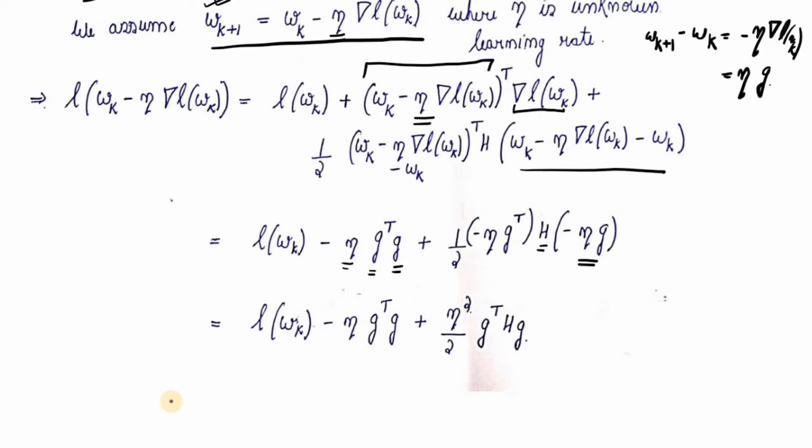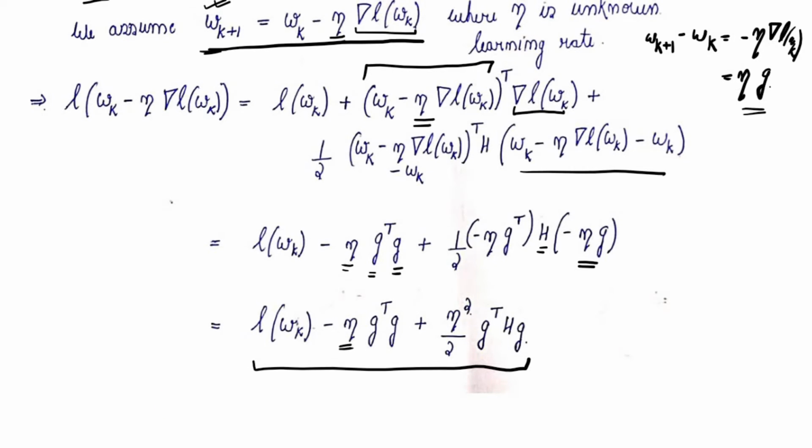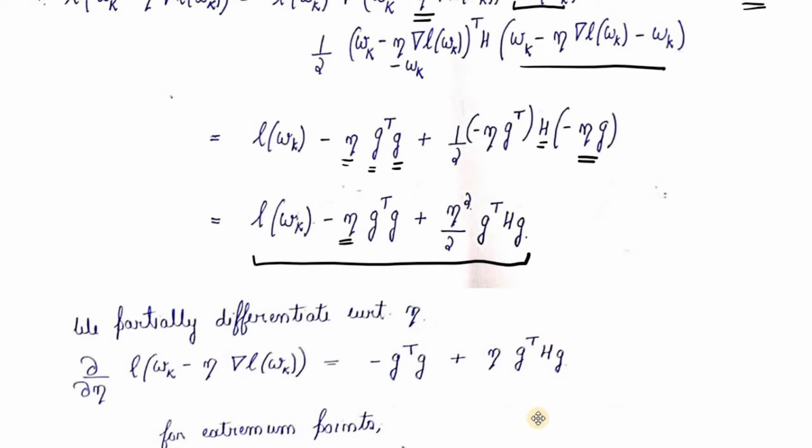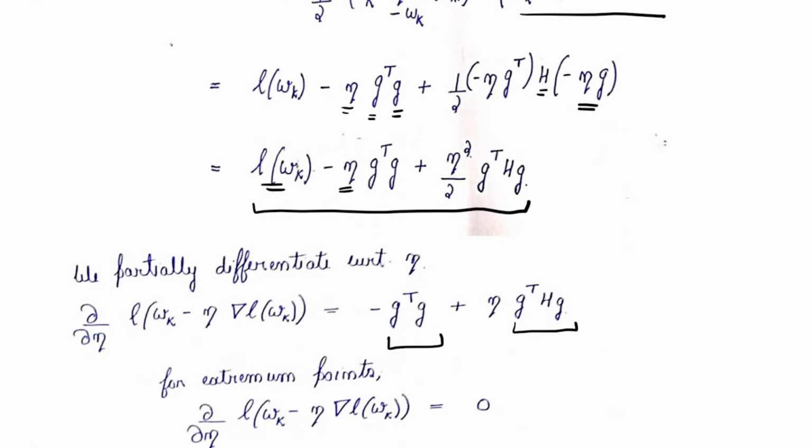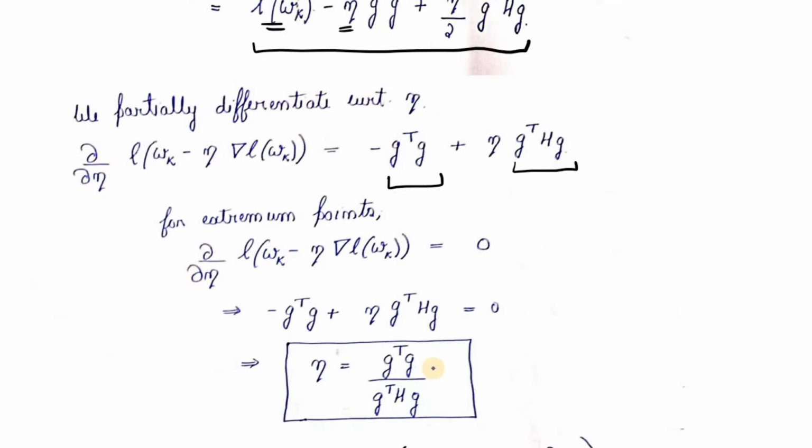Now in this entire expression which we have solved till now, the unknown term is eta only, which we need to determine, and we need to minimize to find the optimal value of eta. Now we partially differentiate with respect to eta. This first term gets cancelled out because it is a constant term independent of eta. We get G transpose G over here, and for eta square we get 2 eta, where the 2 and 2 get cancelled. This is the final term which we are getting. Now for extremum points, we equate this derivative to 0, and the final equation of eta, or the learning rate, comes out to be this.